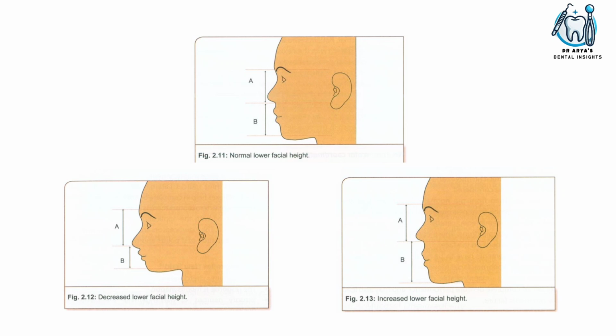In this picture, it shows various lower facial height. In the first picture, it is normal lower facial height. In the second picture, it is decreased lower facial height. And in the third picture, it is increased lower facial height. If the face appears collapsed, it indicates the loss of vertical dimension, and decreased vertical dimension produces wrinkles around the mouth. And excessive VD will cause the facial tissues to appear stretched.